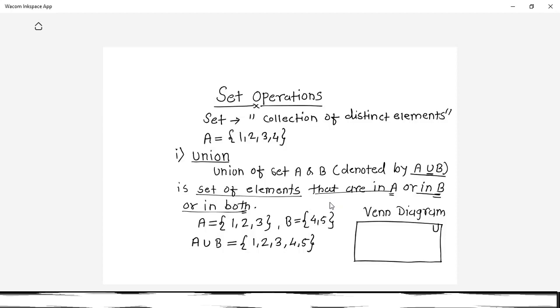I want to now represent the set union operation. Let us say set A and set B. Now how can I represent the union operation? The union operation is elements that belong to set A or B or both. That means it should contain all the elements of set A as well as elements of set B. So this shaded portion denotes the A union B operation.